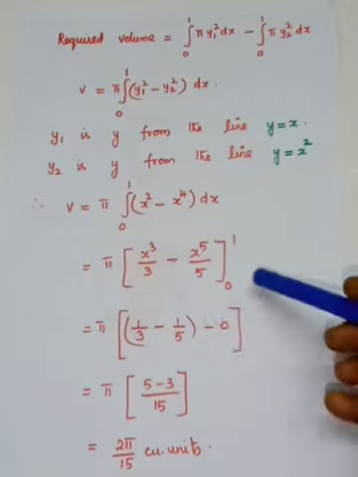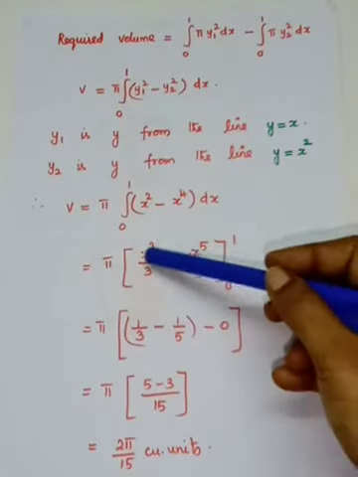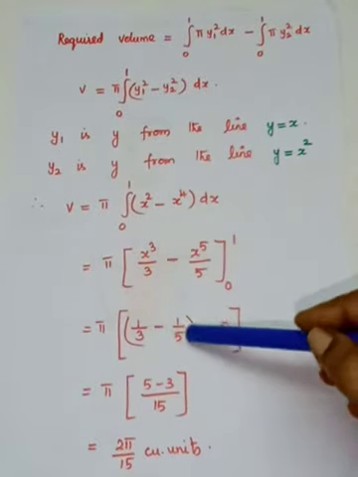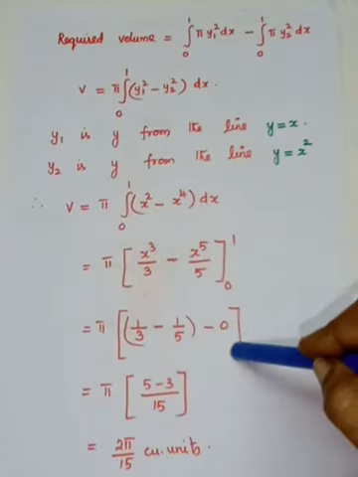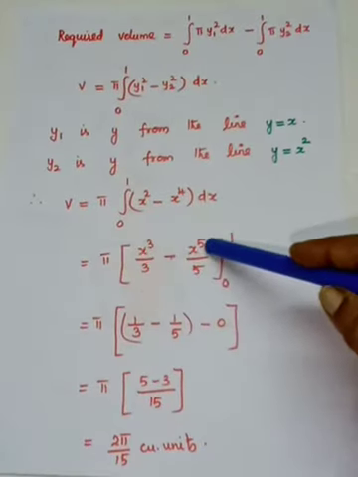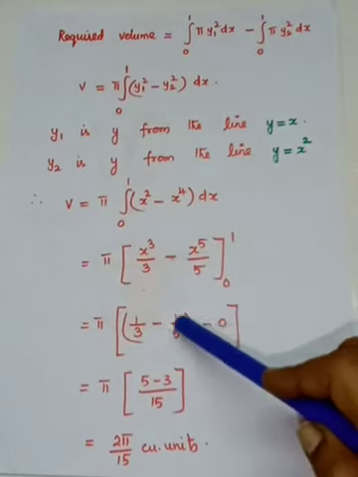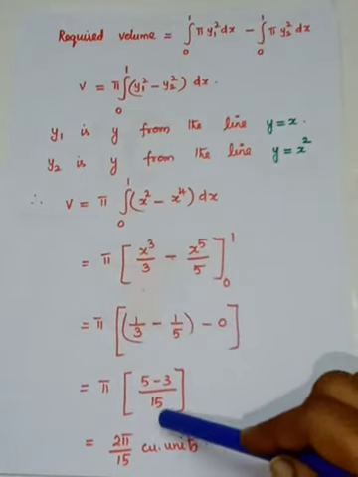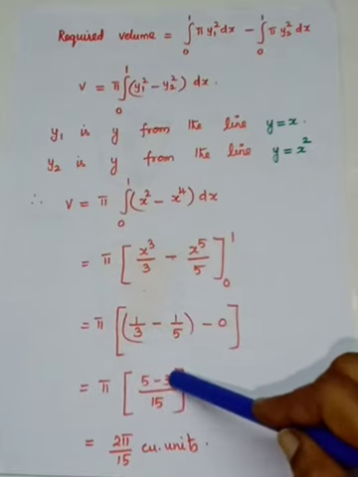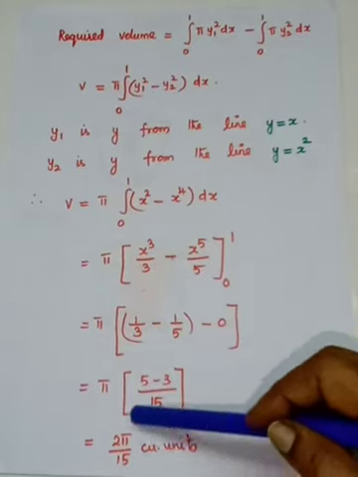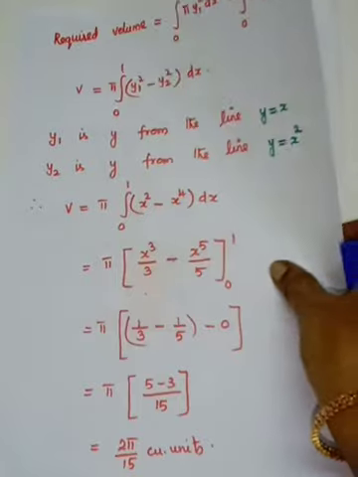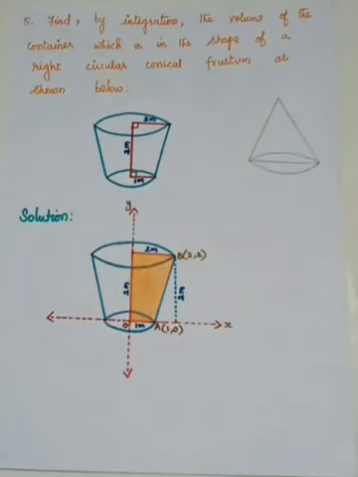You have to apply the upper limit, so it is 1 by 3 minus 1 by 5, and the lower limit is 0. Here also both terms have x, so the lower limit is 0. If you take the LCM, the LCM is 15, so the numerator is 5 minus 3, that is 2. So 2 pi by 15 will be the required volume.